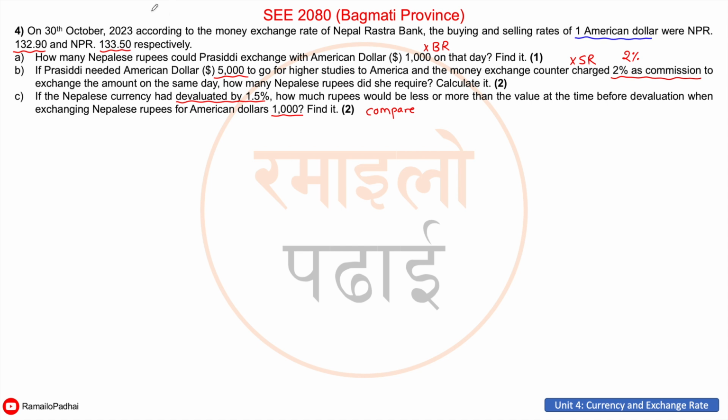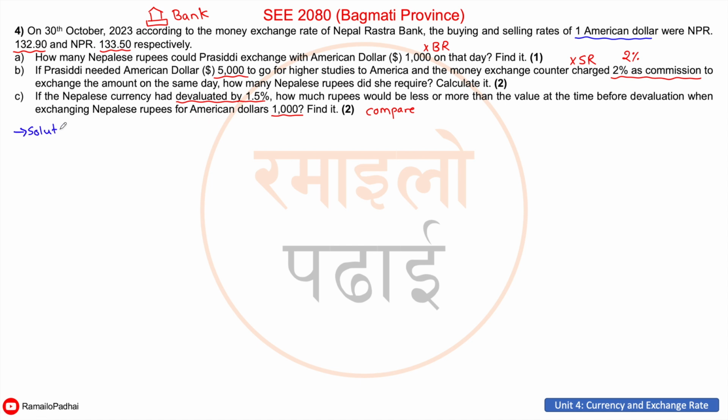Before writing anything, I want to remind you that while solving exchange rate problems, we should think from the perspective of the bank and not from the perspective of the individual. That is what we have done in question number A and B, and we will do it in C. So without any delay, let's start the solution.